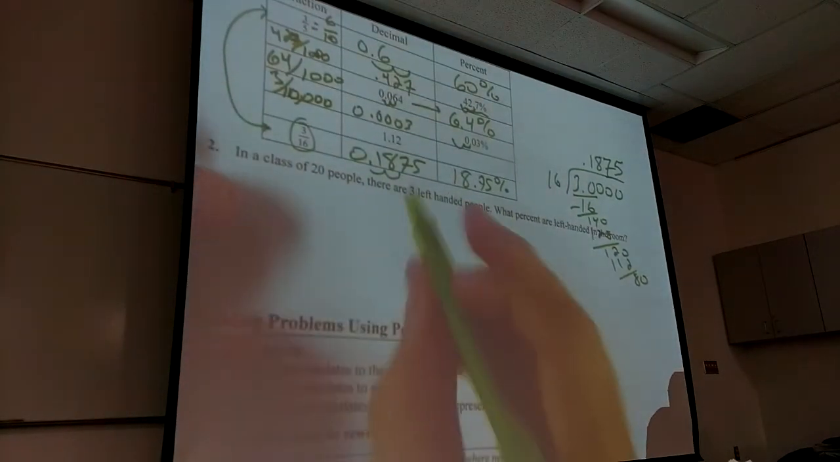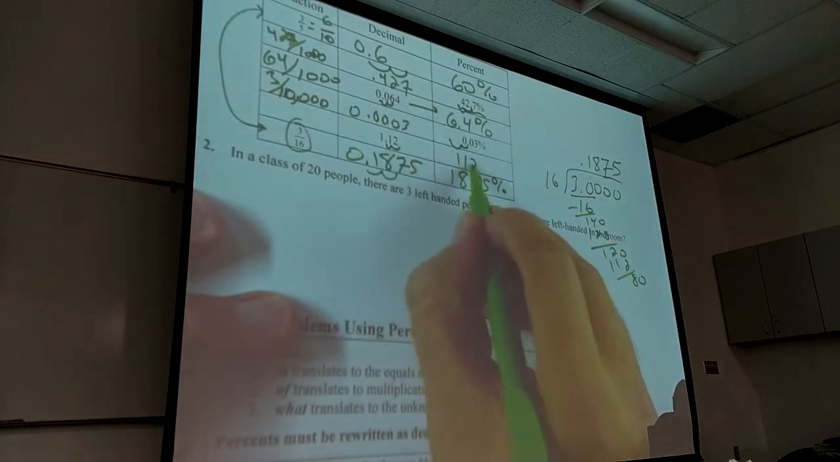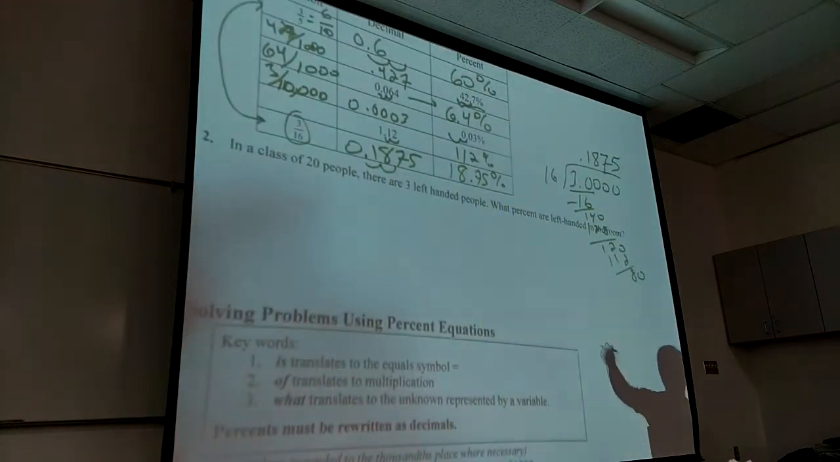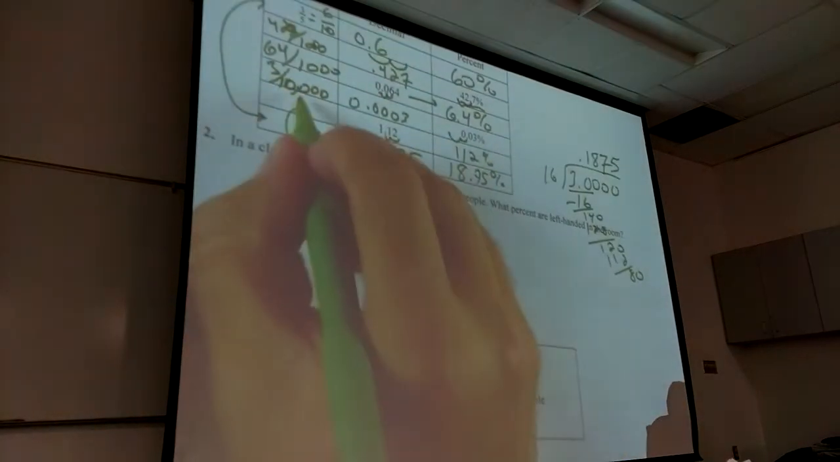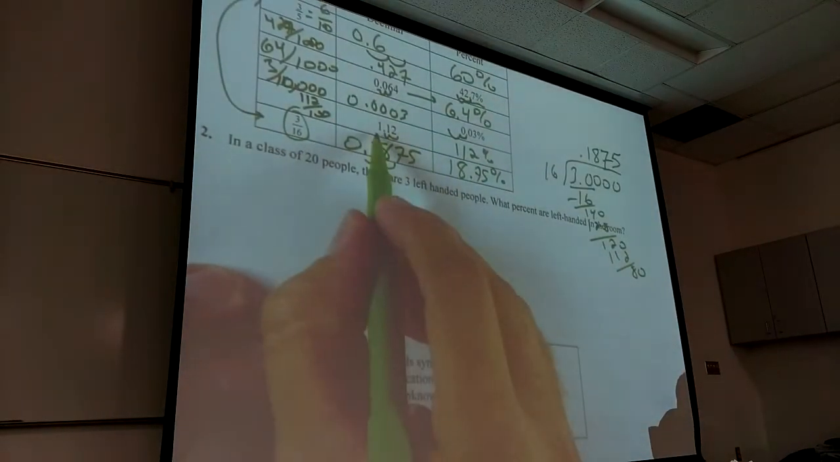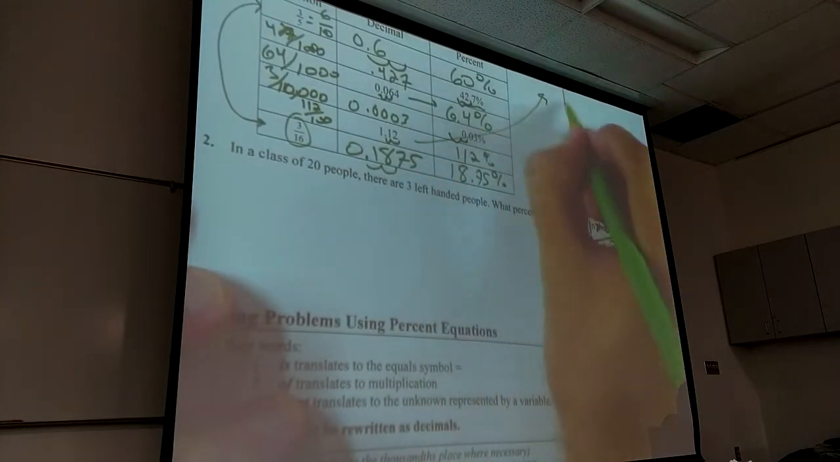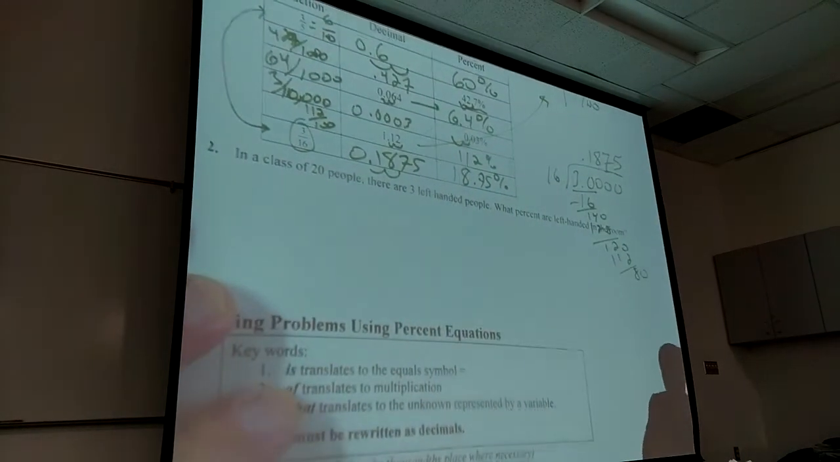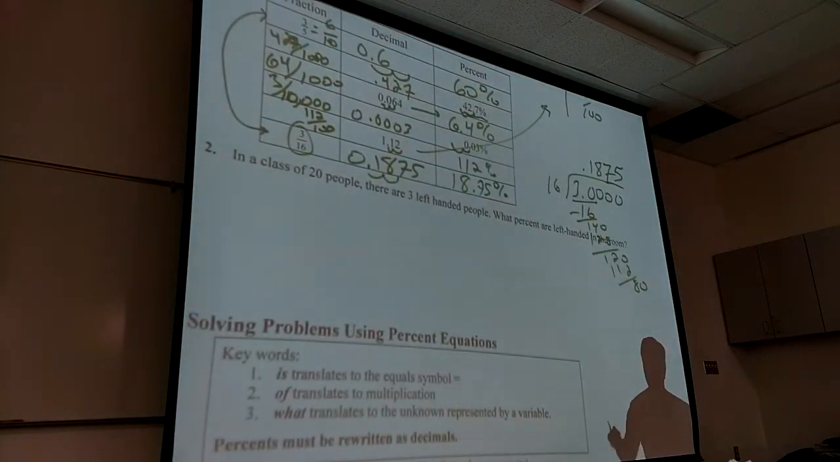1.12, what would that look like as a percent? 112%. And the percent, of course, means over 100. So you could say it's 112 over 100, or you could say it's 1 and 12 hundredths. Those, of course, are the same thing, because 100 times 1 plus 12 is 112 over 100. They're the same fraction, just written in 2 different ways.